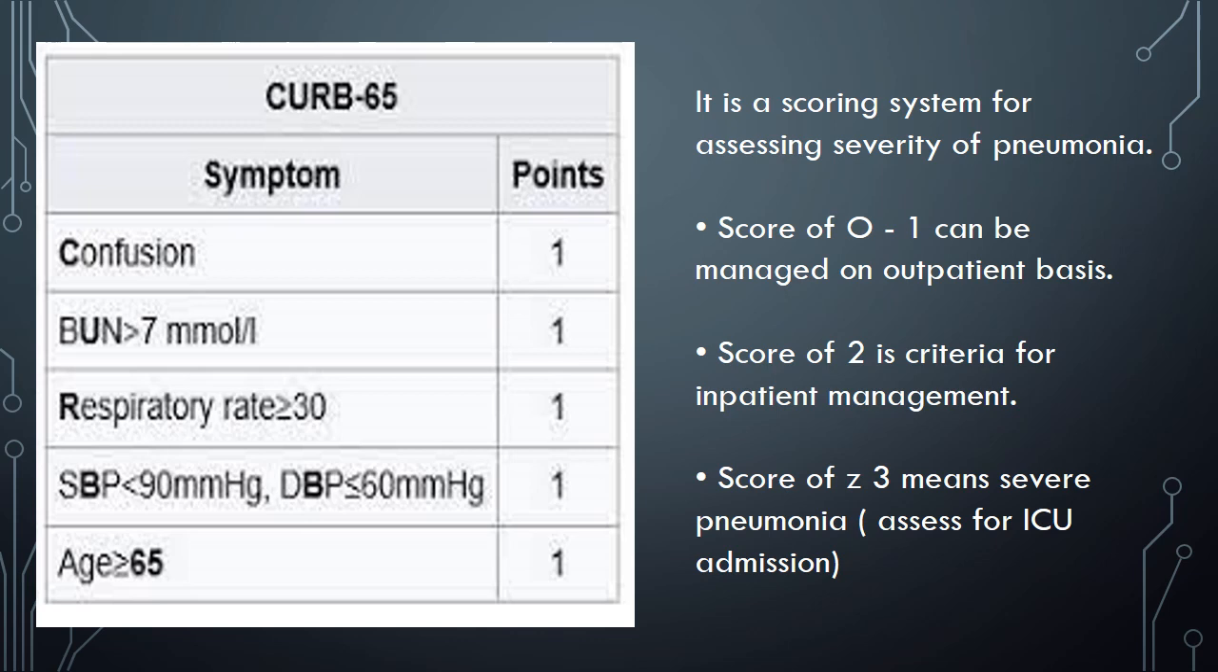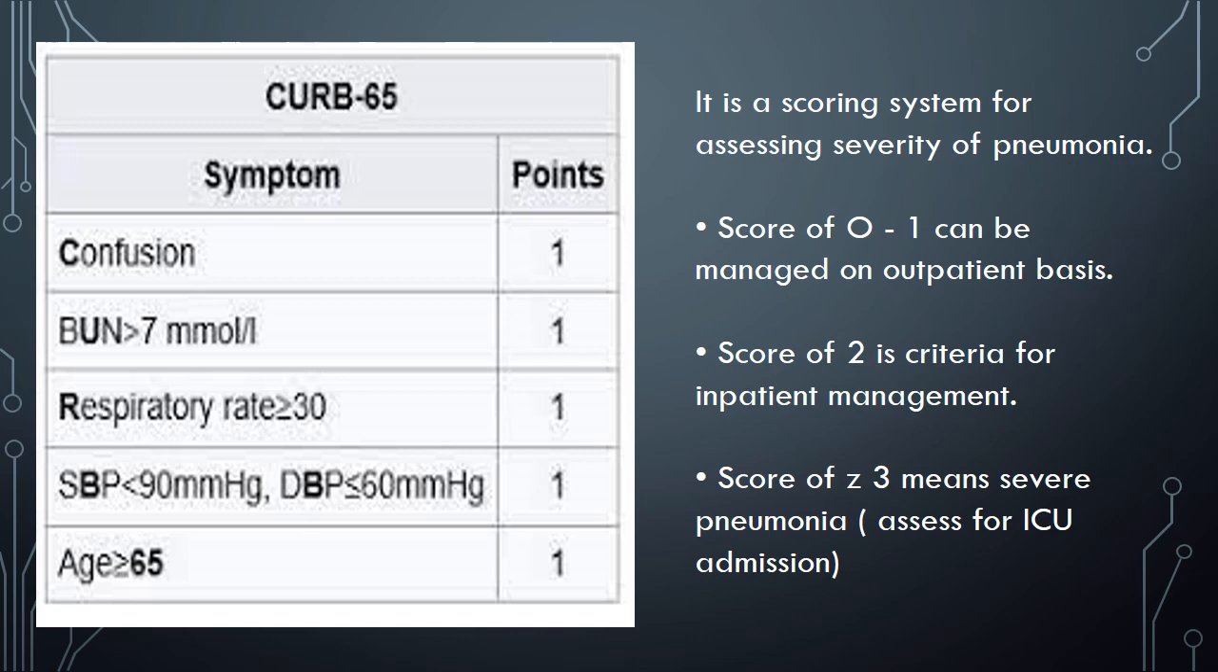So before starting treatment for pneumonia, it is important to calculate the CURB-65 score, which includes confusion, blood urea nitrogen of more than 7 millimole per liter, respiratory rate of more than or equal to 30 breaths per minute, systolic blood pressure less than 90 millimeter of mercury, and diastolic blood pressure of less than 60 millimeter of mercury, age of more than or equal to 65 years, and all these symptoms get 1 point each.